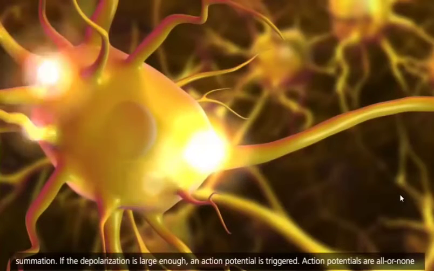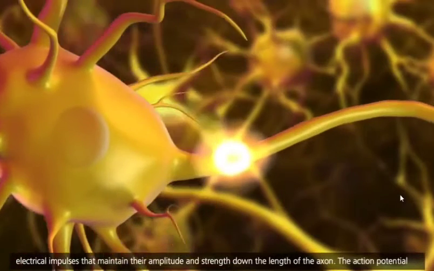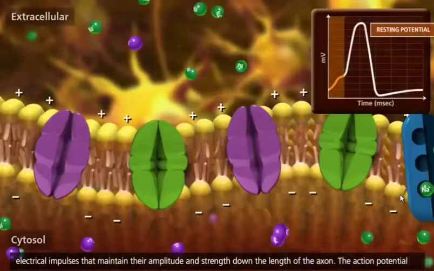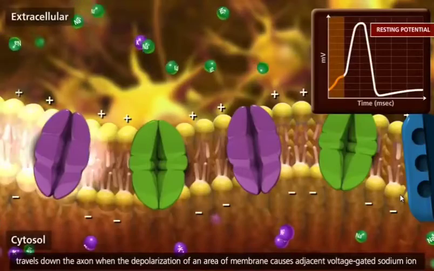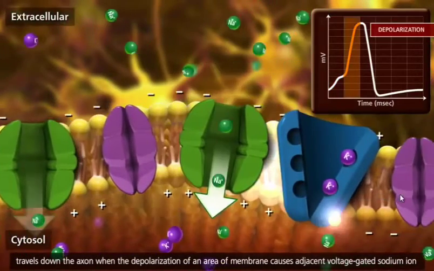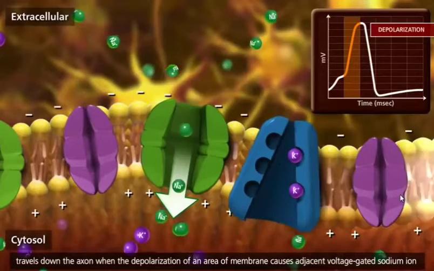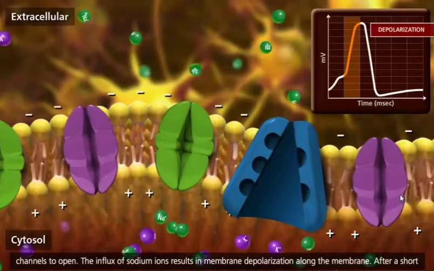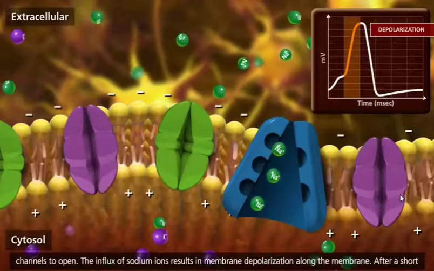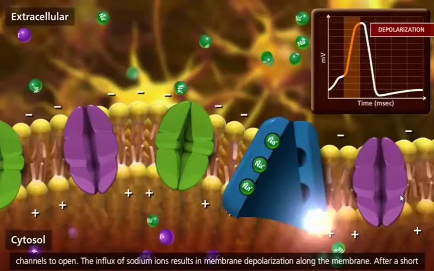Action potentials are all or none electrical impulses that maintain their amplitude and strength down the length of the axon. The action potential travels down the axon when the depolarization of an area of membrane causes adjacent voltage-gated sodium ion channels to open. The influx of sodium ions results in membrane depolarization along the membrane.